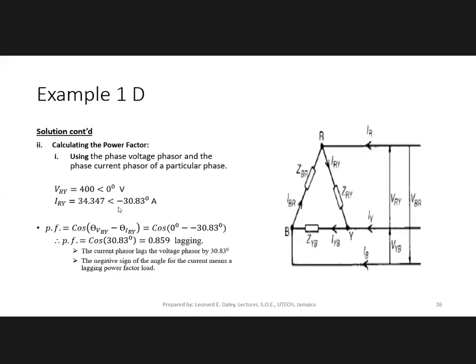And when we talk about lagging or leading, we are looking at what the current phasor is doing with respect to the voltage phasor. So lagging is what the current is doing. The current can either lag the voltage phasor, as in this case, or it can lead the voltage phasor, as in the case of a capacitive circuit.